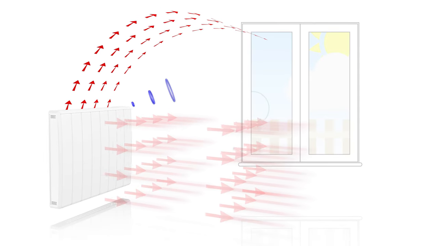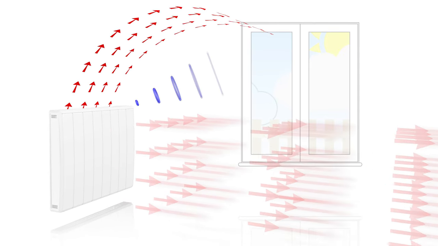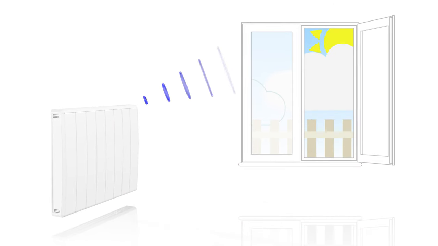Q-Rad can automatically override its programming if it detects a sudden loss of room temperature caused by an open window, switching to reduced output until the window is closed, saving energy.